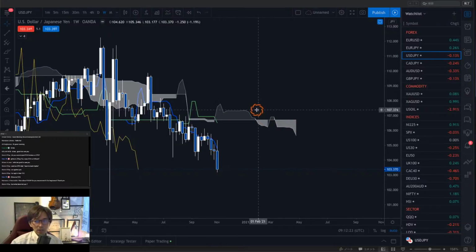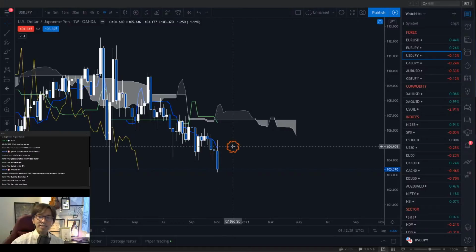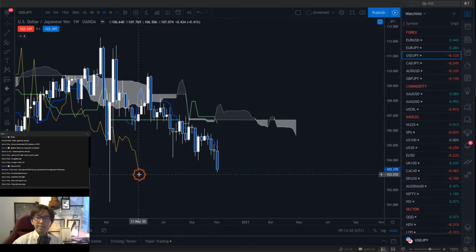Also, in terms of the equilibrium, this is bearish because I can see that the price is now below the Tenkan Sen, Kijun Sen, and the Kumo, and Chikou span below the candles. So this is bearish in its equilibrium.